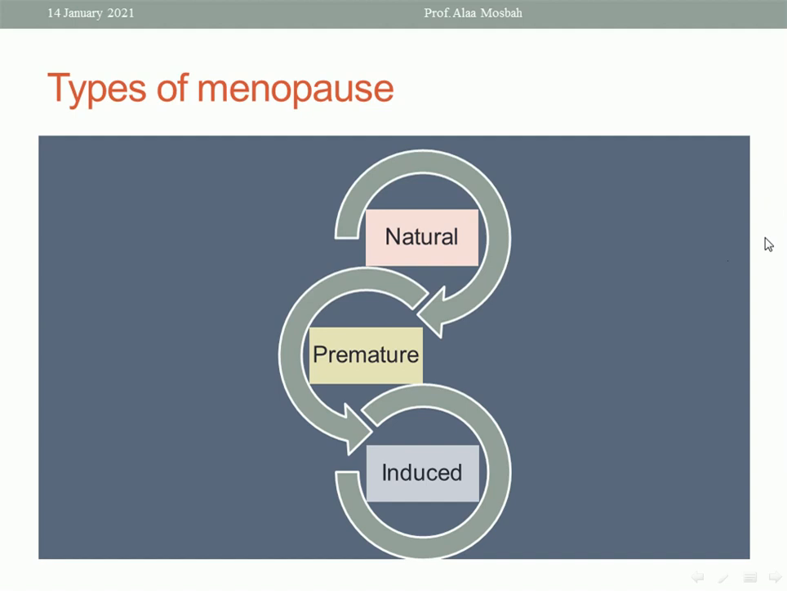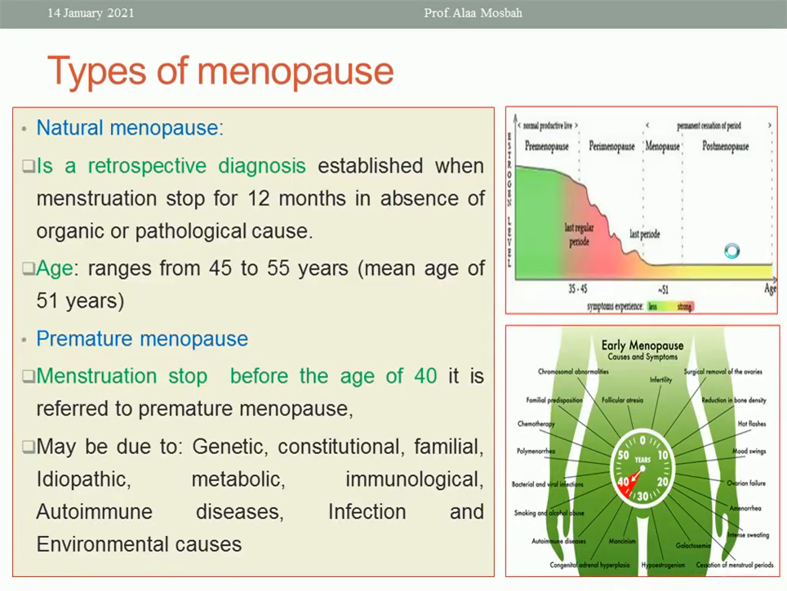And we have different types of menopause: natural, premature, and induced. Okay, what is the natural menopause? Natural menopause, as we said before, is cessation of menstruation for 12 months during the age of menopause, which ranges between 45 to 55, with the mean age of 51 years, due to depletion of the ovarian follicles and decreased steroid sex hormone secretions.